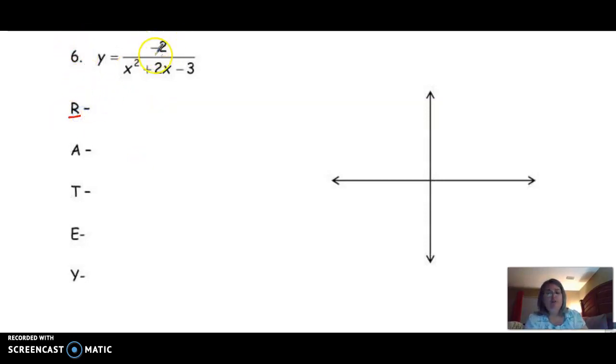R for root, numerator equal to 0. We don't have any variables, so we know that it's none. That doesn't happen often, but when it does happen, it's okay. Don't freak out. It's going to be all right.